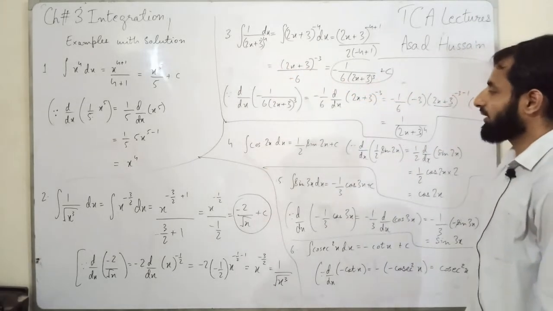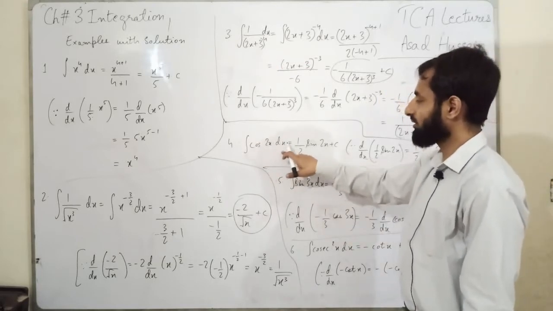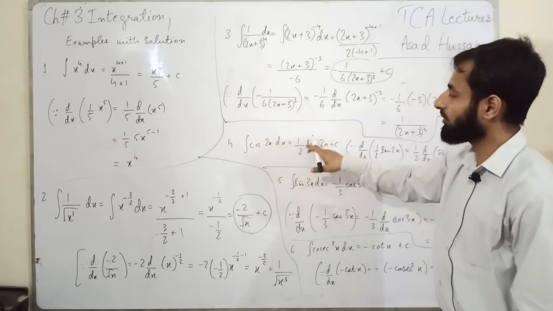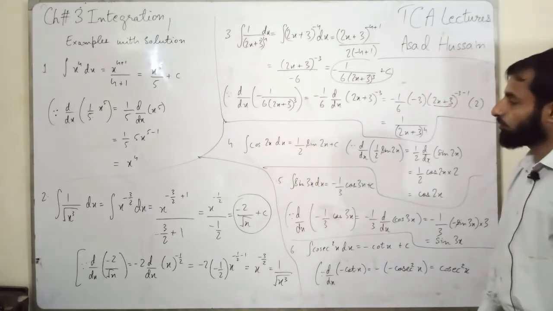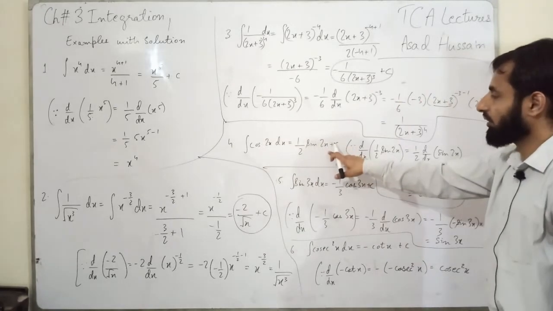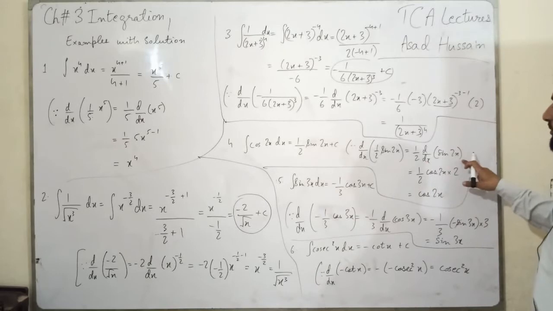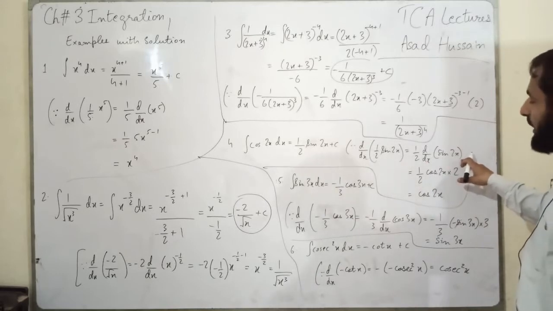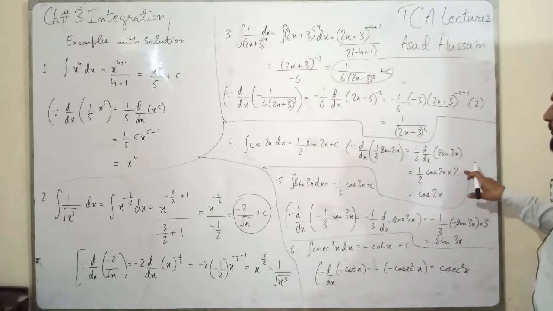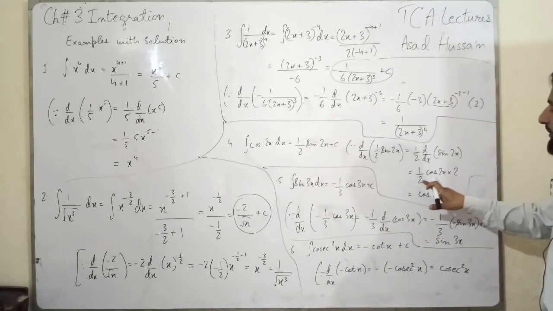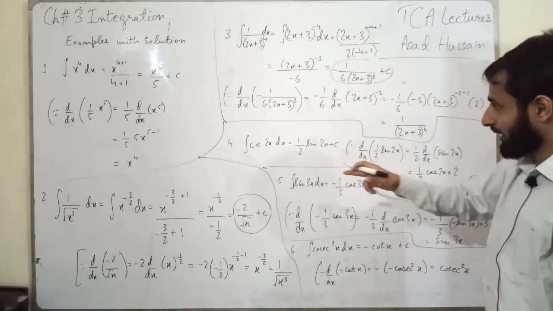So it is verified. Next formula is integral of cos 2x dx. By formula, it is 1 over 2 sin 2x plus c. To verify this, we will take the derivative of this answer, which is 1 over 2 times the derivative of sin 2x. As we know that the derivative of sin 2x is cos 2x, so 1 over 2 into cos 2x into derivative of the angle. 2 will be cancelled by this 2. So the answer is cos 2x, which is equal to our question.